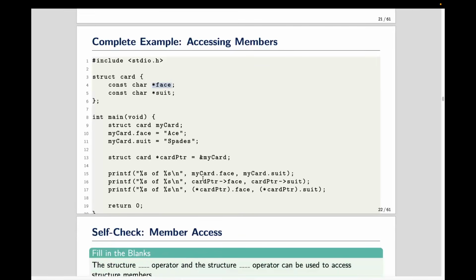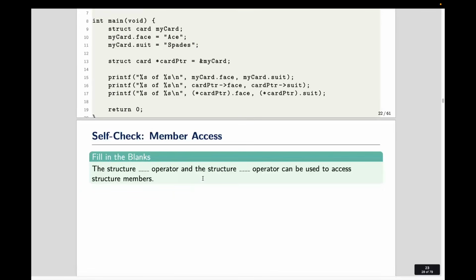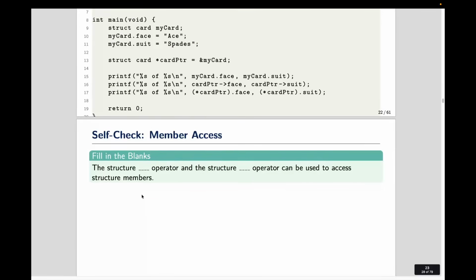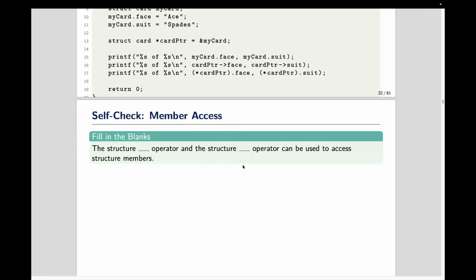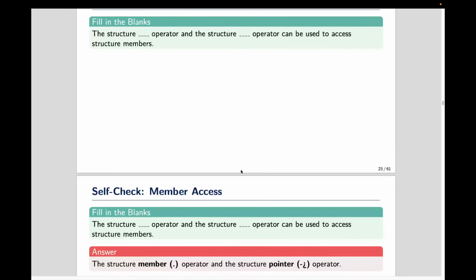But before that, let's see some examples. So let's fill in the blanks. I have a fill in the blanks over there. Let's see this one. The structure dot operator and the structure arrow operator can be used to access structure members. Okay, now this is a little difficult for me even as well. The structure dash operator and the structure can be used to access, I guess the pointer operator, I guess is the answer. Oh, sorry, the operator.